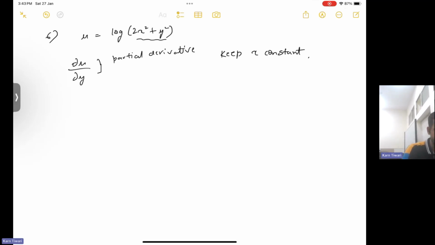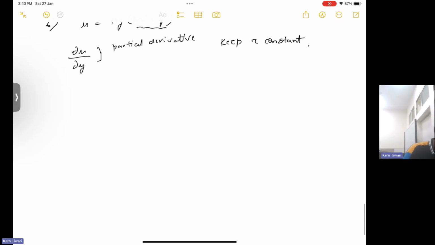Okay. So that's what you need basically. So let's calculate it. So ∂u/∂y. Differentiation of log by the chain rule. Just remember, we will be using the chain rule. And chain rule is just: log of some function f of x, you can write it as first 1 by f of x, then the derivative of f of x.